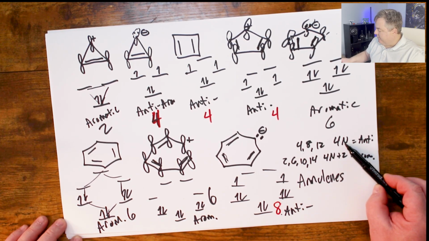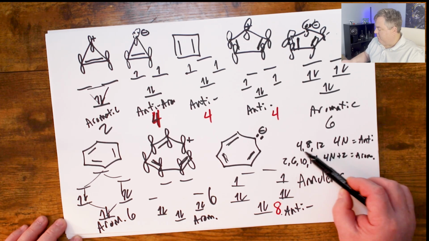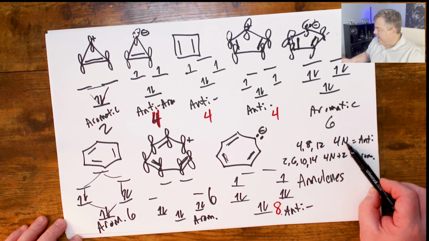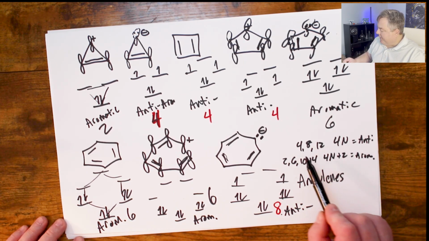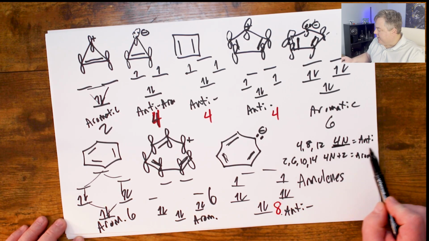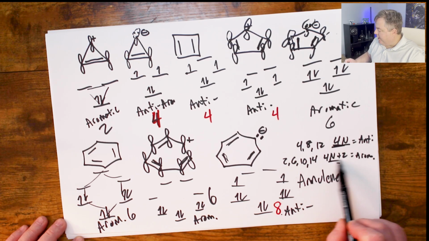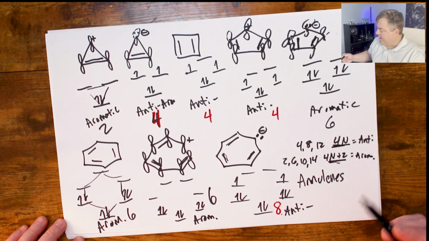If n is 1, 4 times 1 is 4. If n is 2, 4 times 2 is 8. If n is 3, 4 times 3 is 12. So if you're 4n electrons, you're anti-aromatic. If you're 4n plus 2 electrons, you're aromatic.